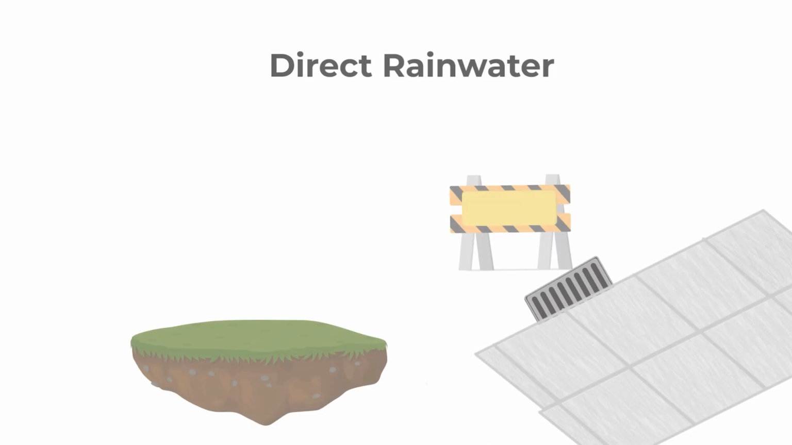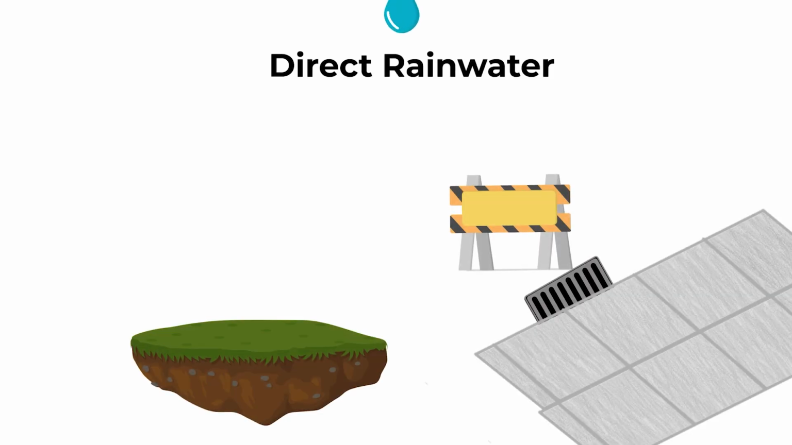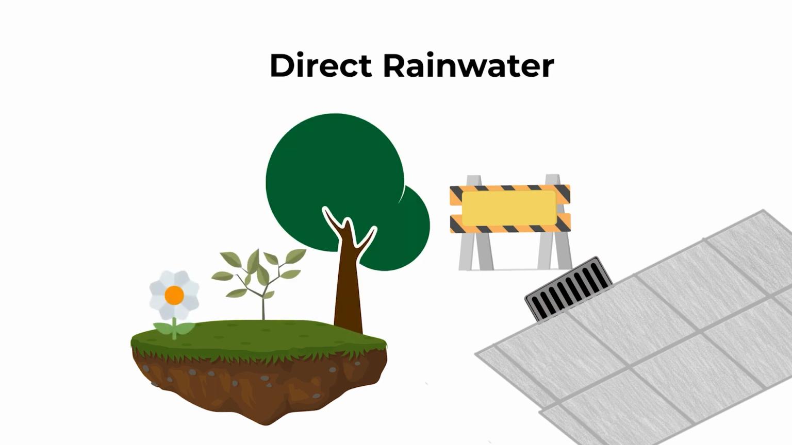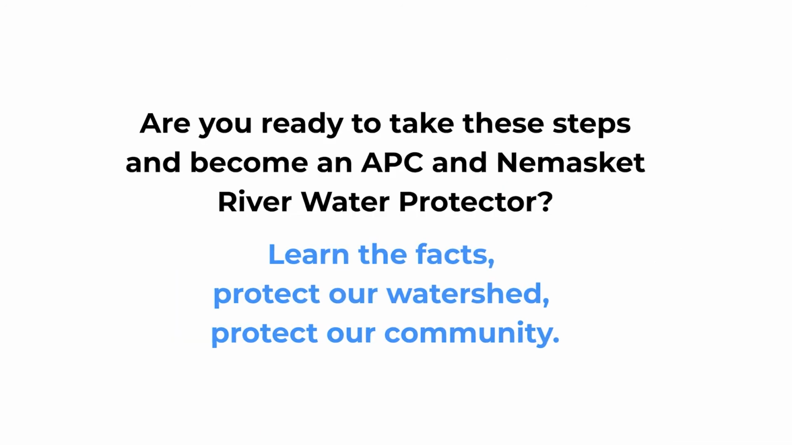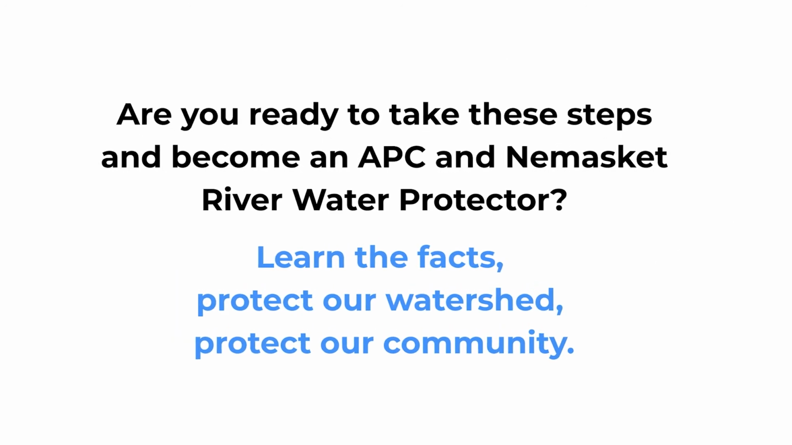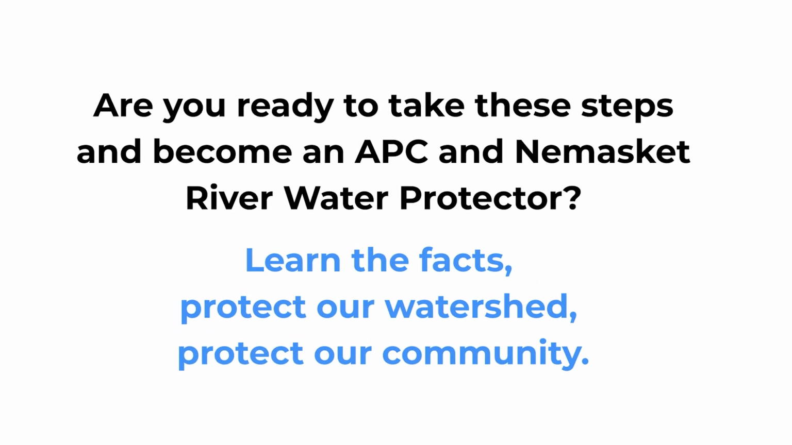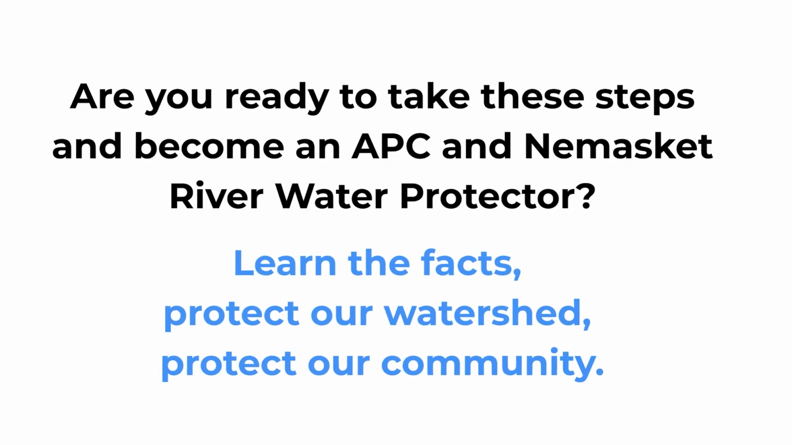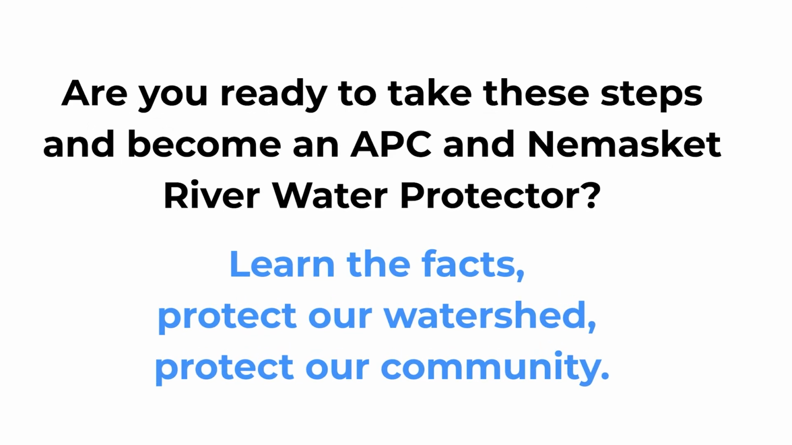Direct rainwater to landscaped areas rather than storm drains. Eliminate bare areas in yards by planting grass, or even better, some native pollinator species. Are you ready to take these steps and become an APC and Nemasket River water protector? Learn the facts, protect our watershed, protect our community.